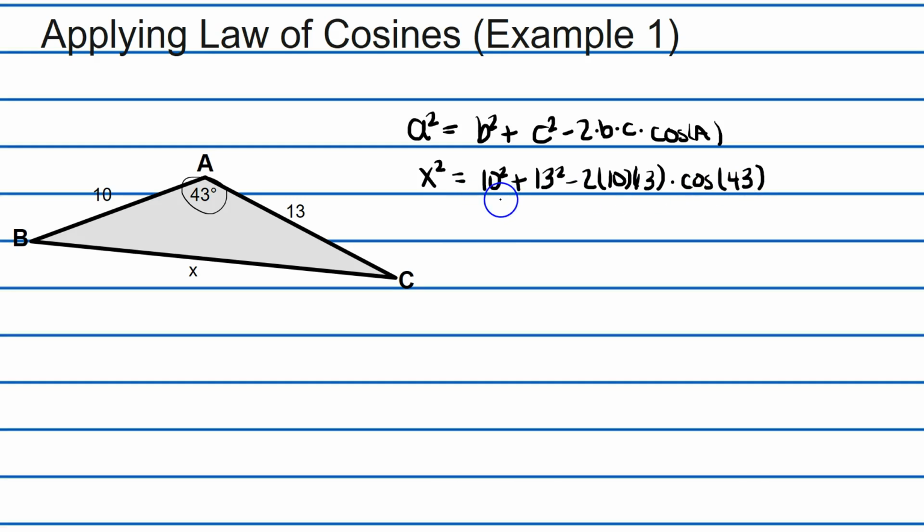Alright, and then we put this in the calculator. And we're going to find that x squared is equal to 78.84. But I want to find out what x is. I'm going to square root both sides. That goes away. X is going to equal right around 8.88.